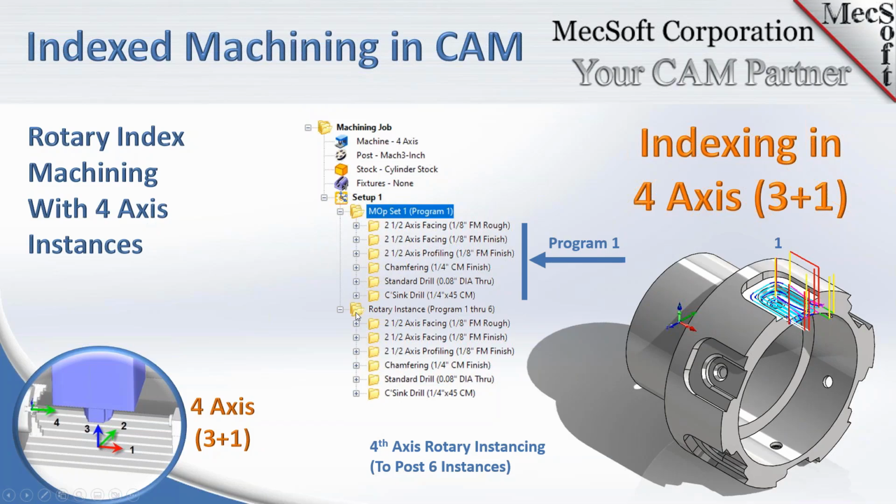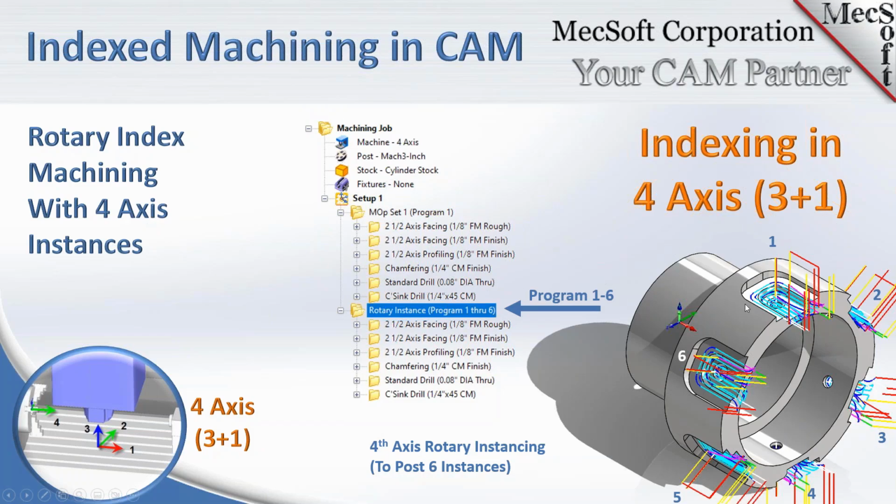Then we define the rotary instance, and that's where you define how many instances you have, the rotation angles between them, etc. And then you just drag and drop the operations from the top into the folder, and then select the folder, and you'll see that all of them will display. And then when you post that, again, it'll be posted out each instance all the way around 360 degrees.